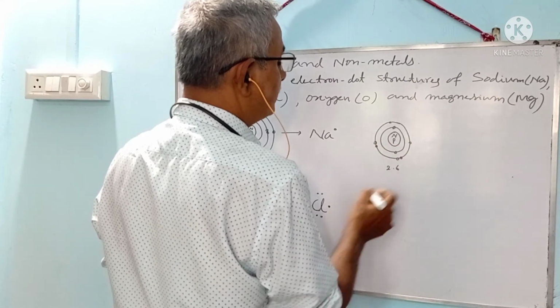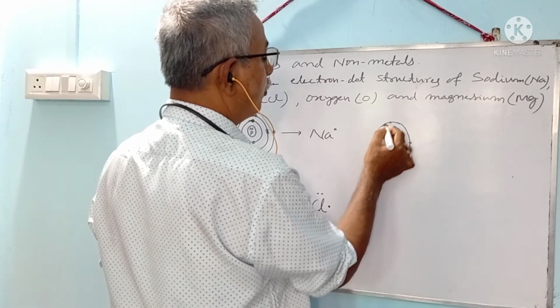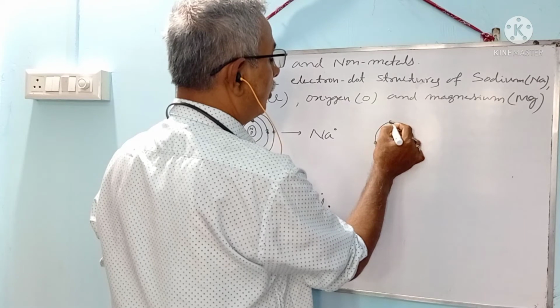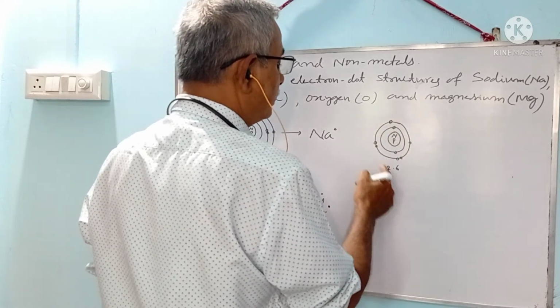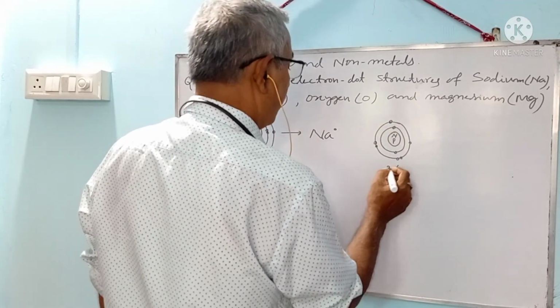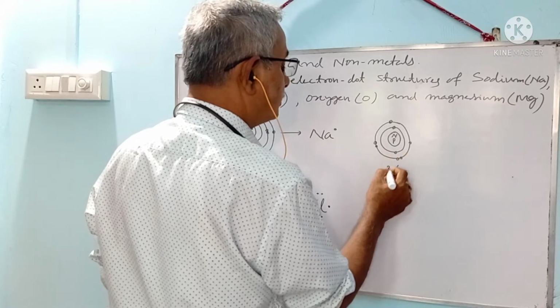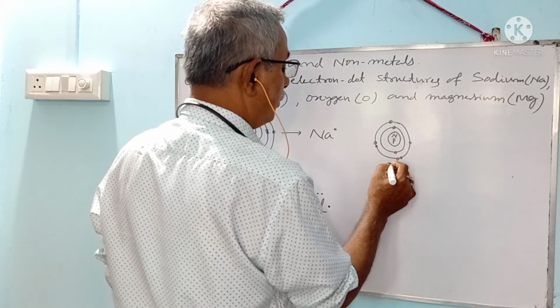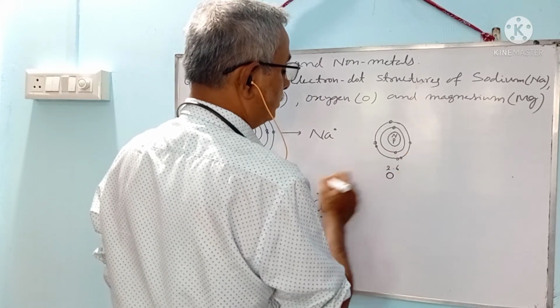Now what remains? Do you understand? 2, 4, 6 electrons have already come. So this is oxygen. The electronic configuration of oxygen is 2, 6. So I am writing oxygen here.